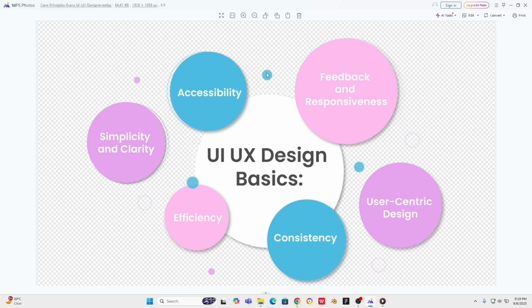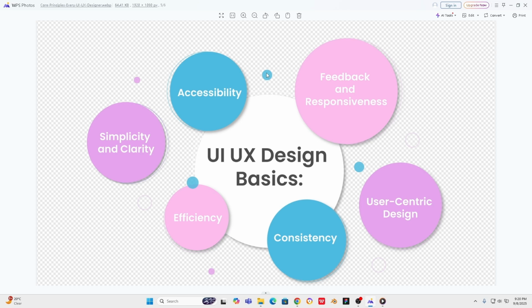Ideation. Based on research findings, designers brainstorm and explore potential solutions to the user's problems. Wireframing and prototyping. Wireframes create basic, low-fidelity layouts that focus on structure, navigation, and content placement without visual aesthetics. Prototypes. Develop interactive models that mimic the final product's functionality for testing purposes.